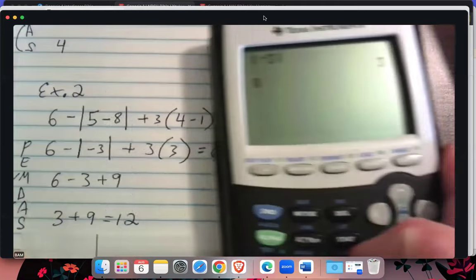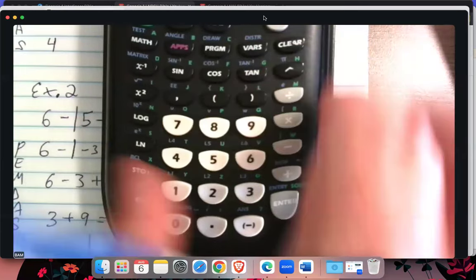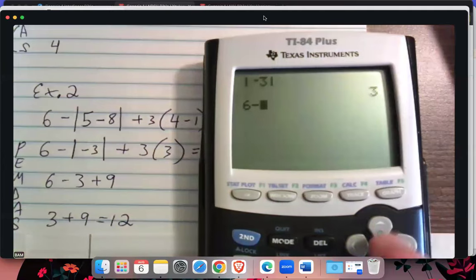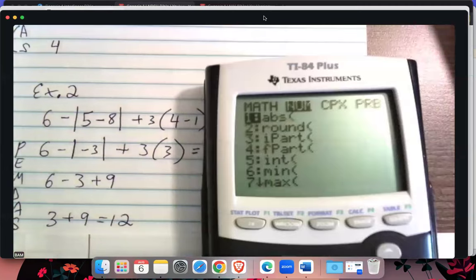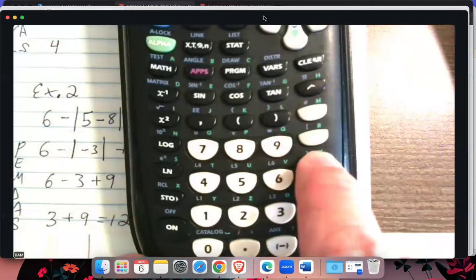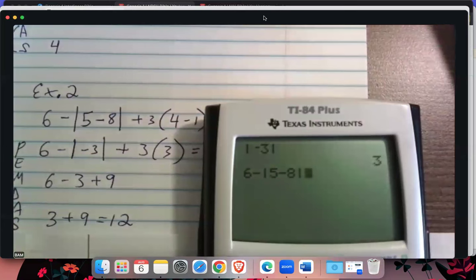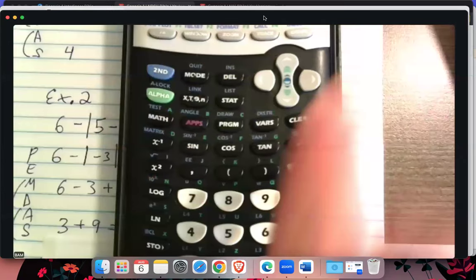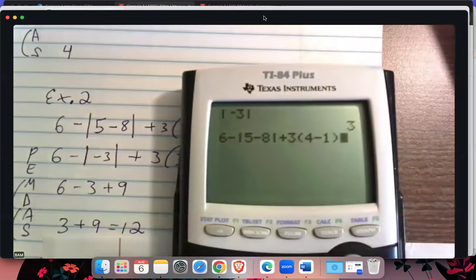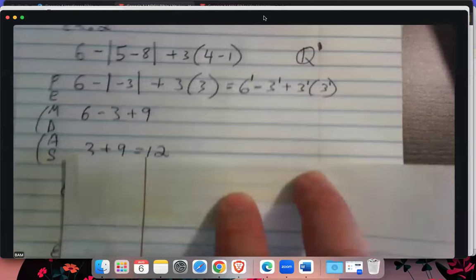And I also check that answer on here by doing 6 big minus, that big minus. Go get our absolute value, which is at math, num, abs, 5, and then this big minus 8. So the big minus goes in between terms. Plus 3 parentheses 4 minus 1. And I use the big minus to go between 4 and 1. And I got 12, which is the same as before. So this is a pretty fast lesson.